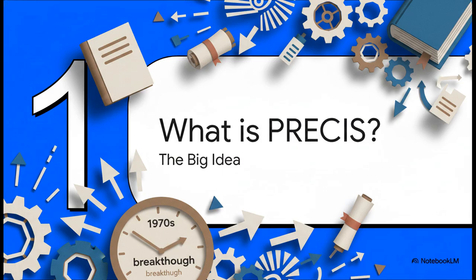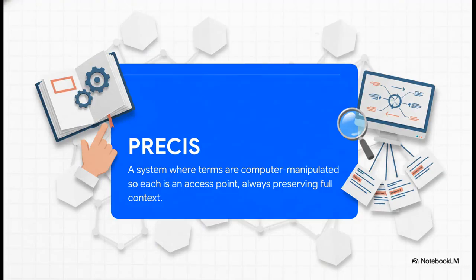All right, first things first. What exactly is the Preserved Context Index System, or PRECIS? It popped up in the early 1970s, and let me tell you, it was a genuine game changer. It was designed to be this perfect bridge between the smarts of a human indexer and the raw power of early computers.